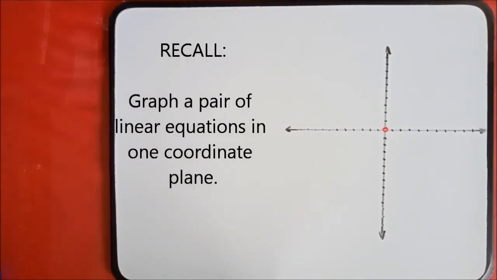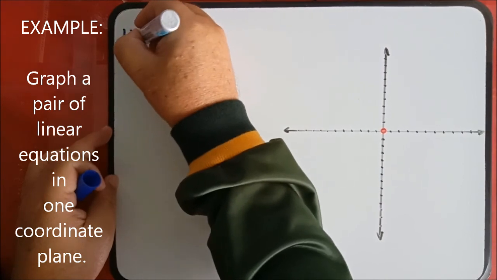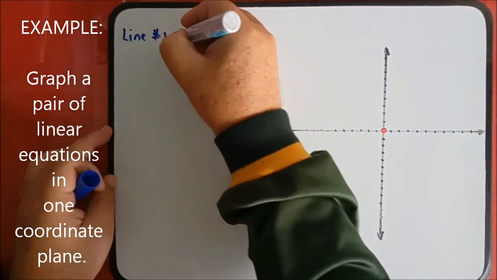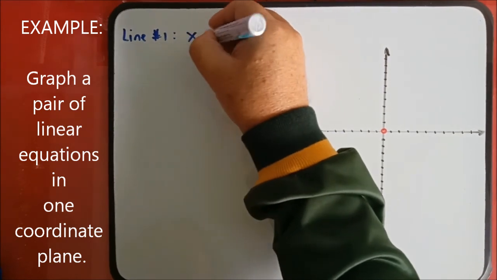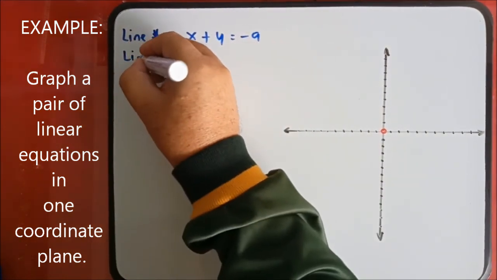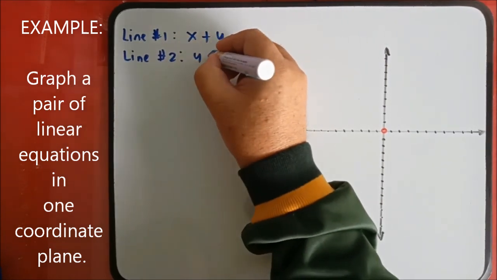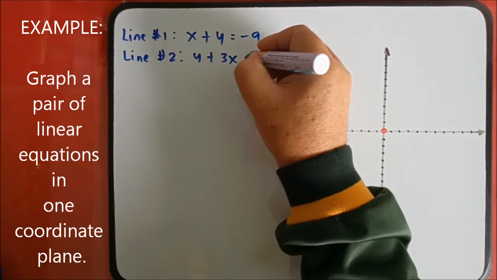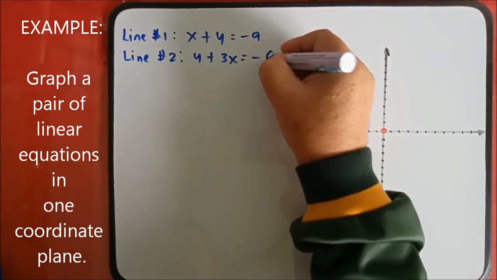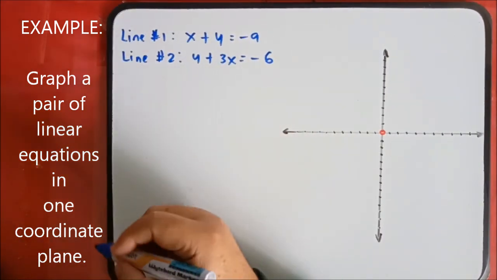We will take an example. Graph a pair of linear equations in one coordinate plane. Okay, let's try this one. Line 1 is x plus y equals negative 9. Line 2 is y plus 3x equals negative 6. Okay, how will you plot the graph of the first equation and the second equation?